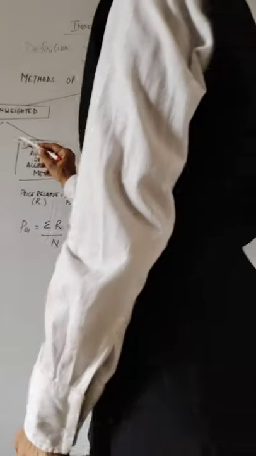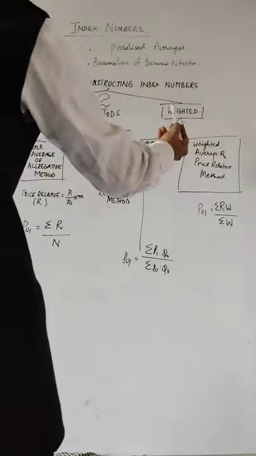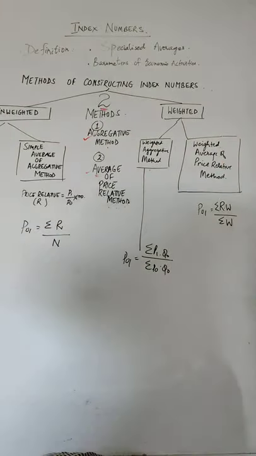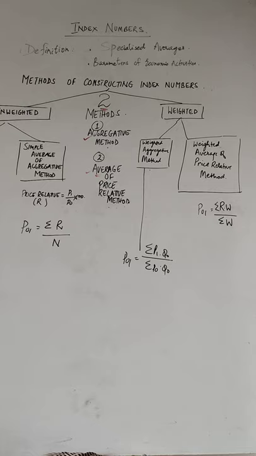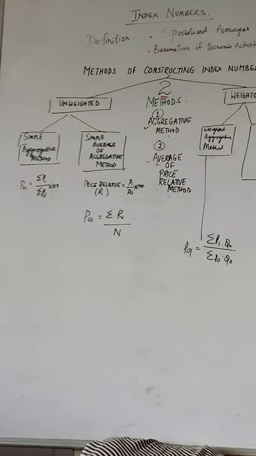And here we have weighted index numbers. That means commodities are given weights or importance. They are put according to their importance. Is that right? So now let's take the simple one.